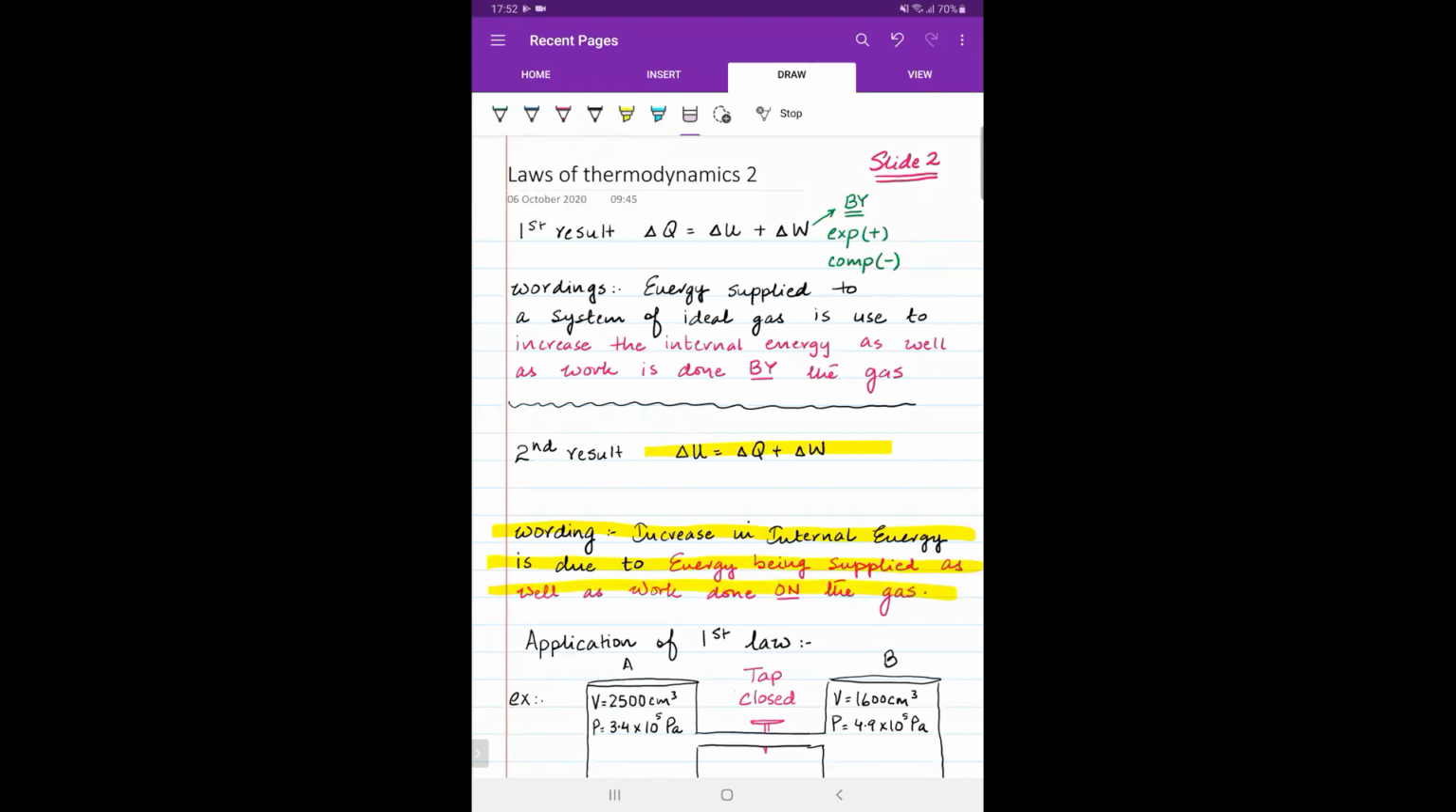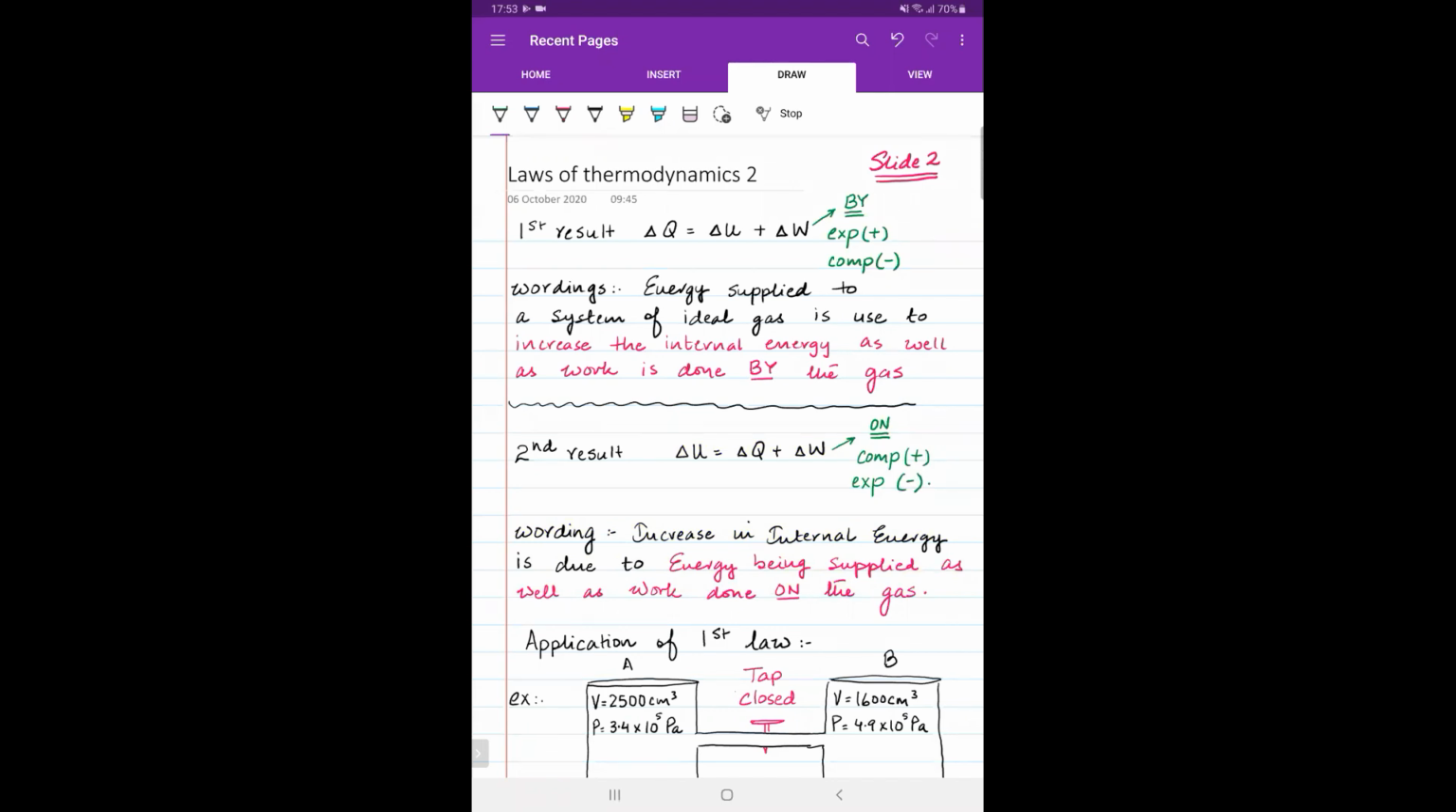So let me include here that delta W in this case signifies work done on the gas, which in case of compression yields a positive answer and in case of expansion gives a negative answer.